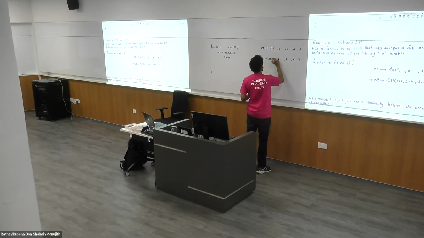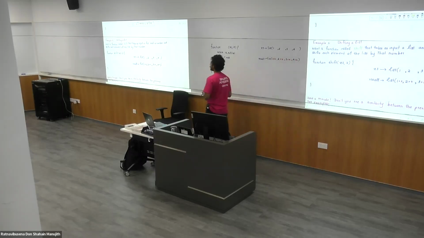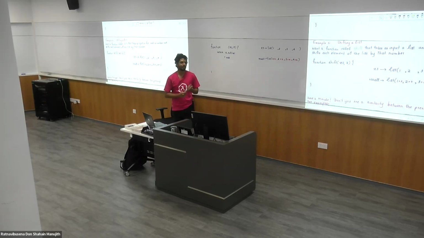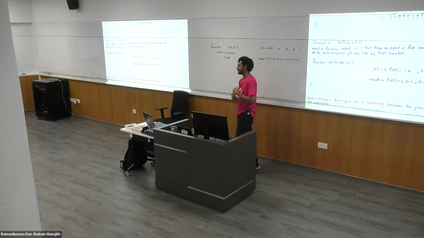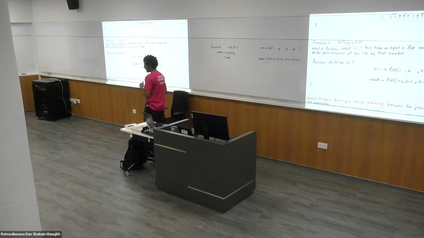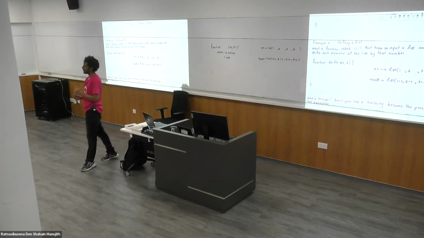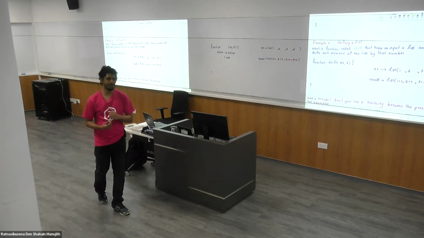So what's so different from this one and the previous one? What's different? Yeah, here you just need to add k instead of multiplying k, right?